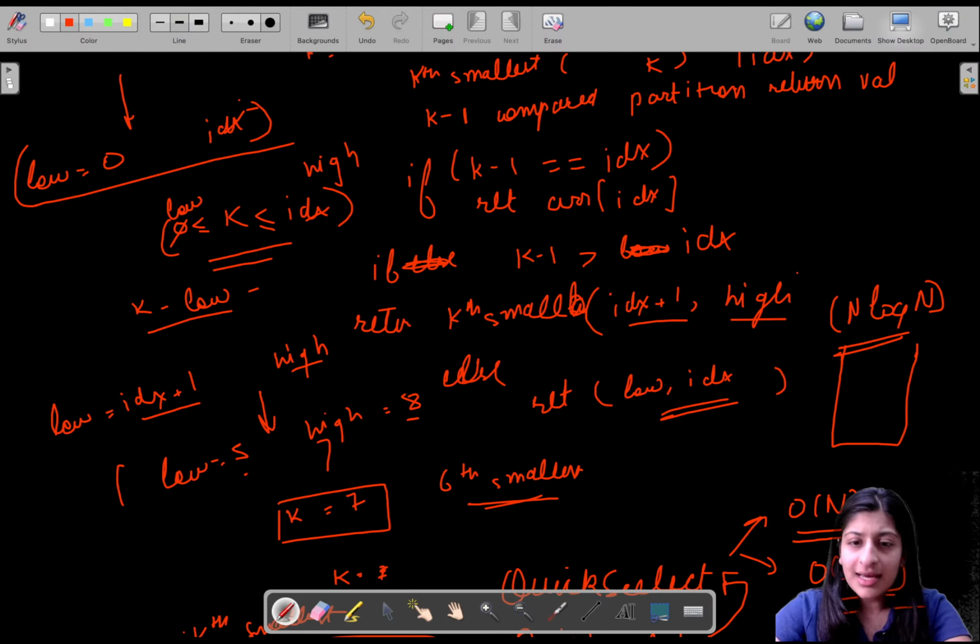Okay, in the other case, if k is in the other half of your array, you would want to return the similar function but with these arguments.